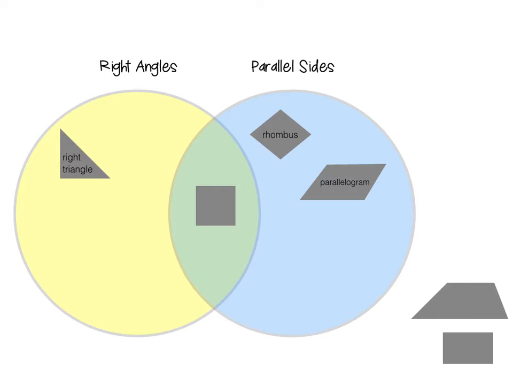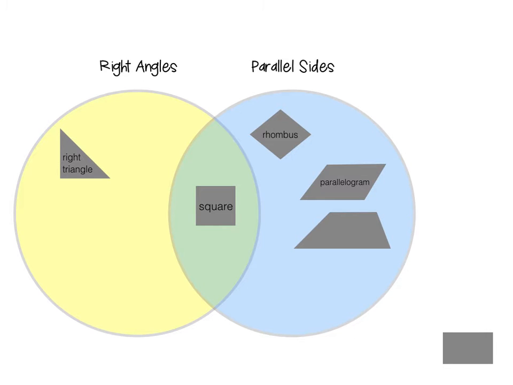My next shape is a trapezoid. Does a trapezoid have right angles? Or does my trapezoid have right angles? Does it have parallel sides? A trapezoid does have one pair of parallel sides, but my trapezoid does not have right angles. That doesn't mean a trapezoid couldn't have right angles, but my trapezoid doesn't have a right angle.